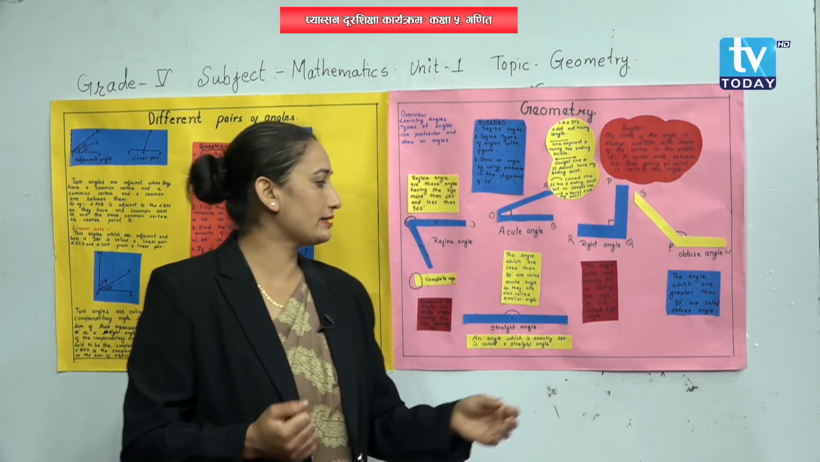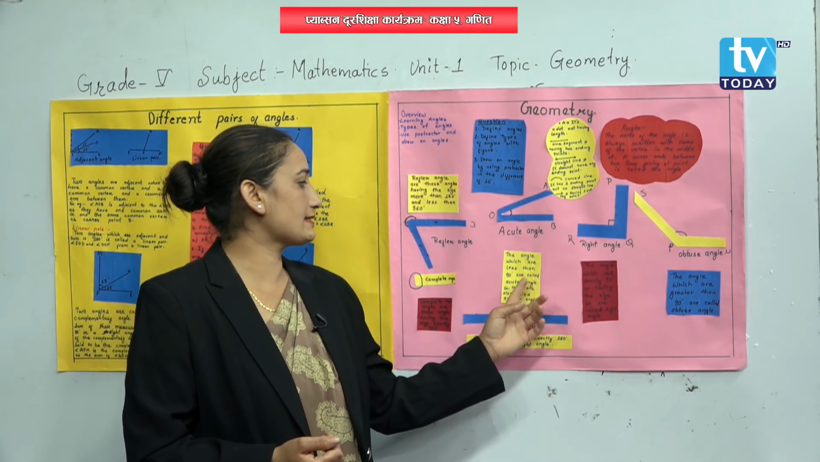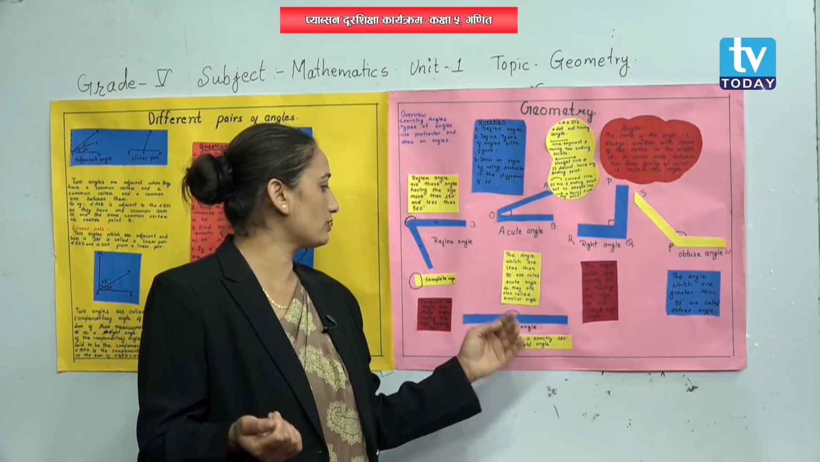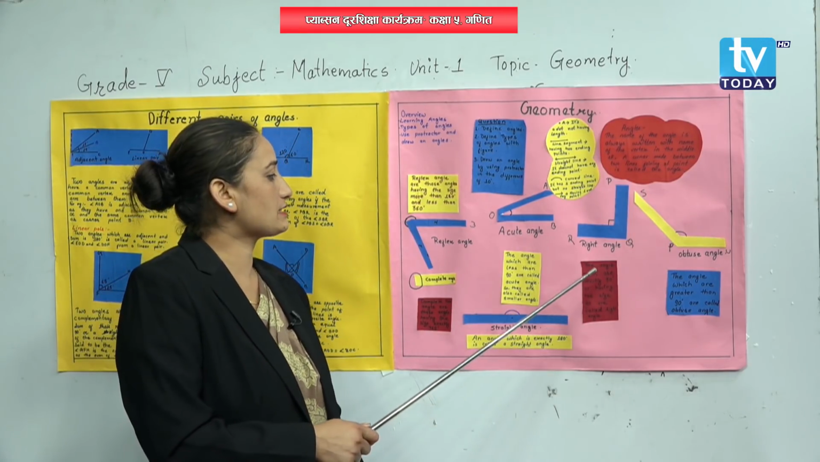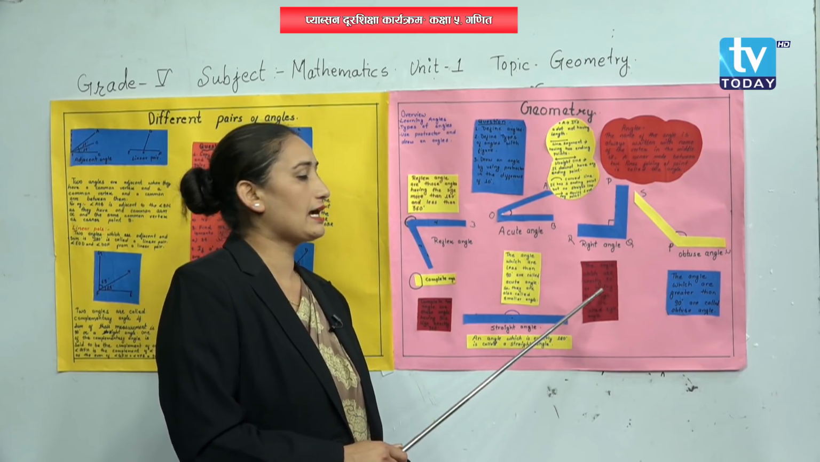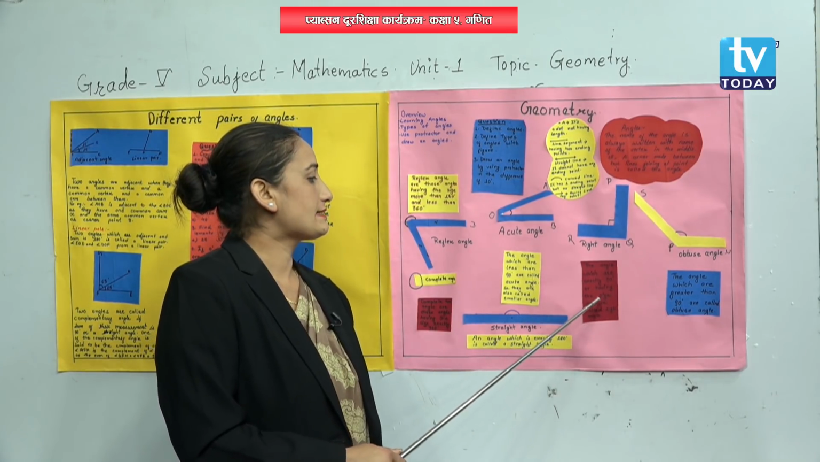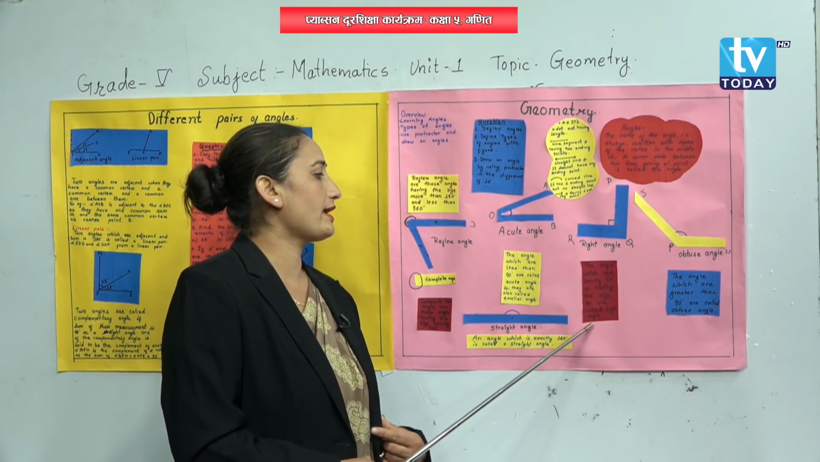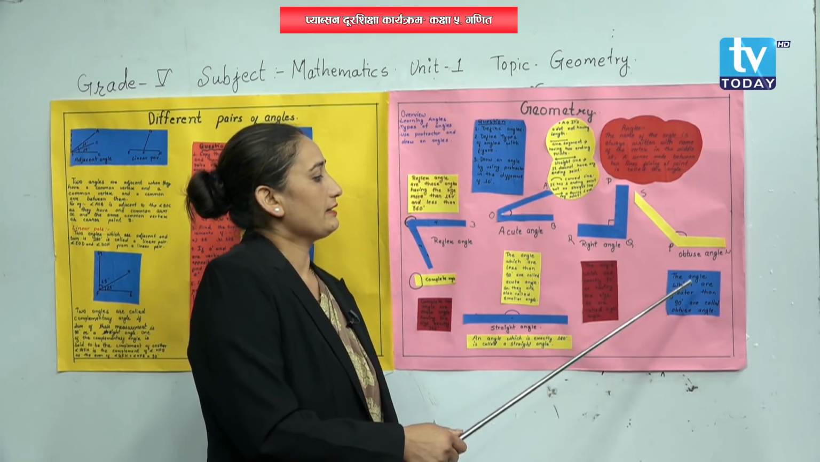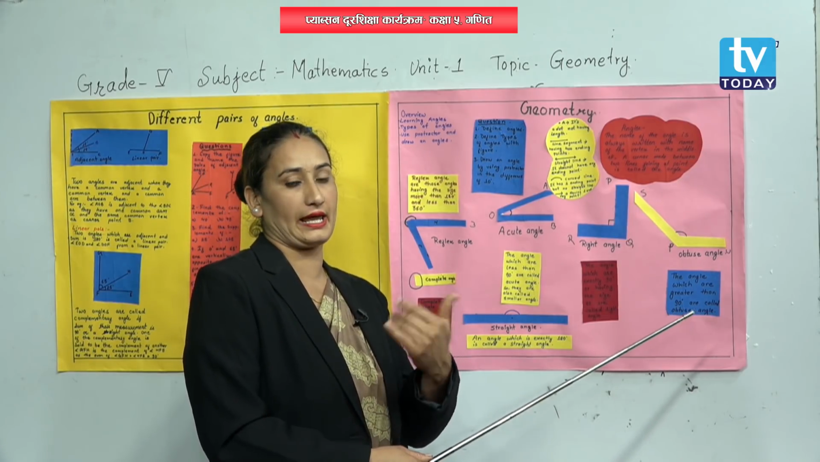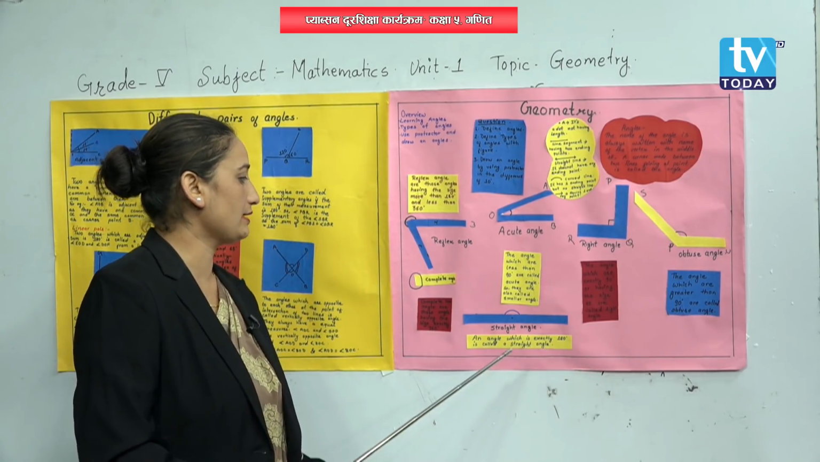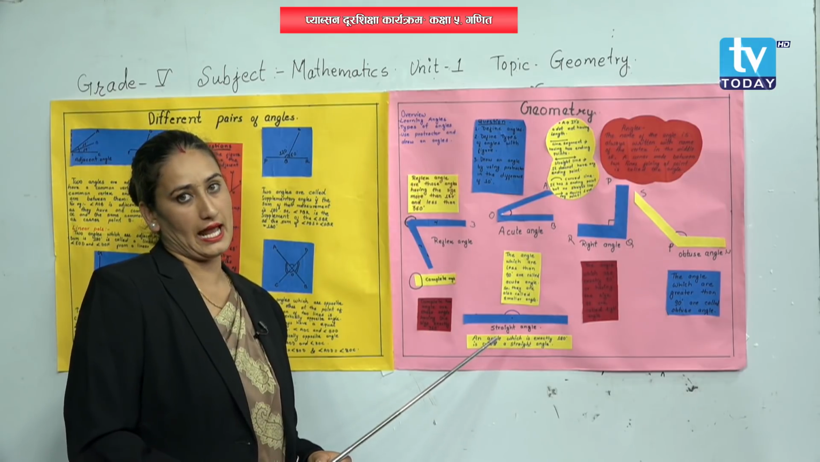Let's define it. The angles which are less than 90 degrees are called acute angles. So they are also called smaller angles, right? Next, the angles which are exactly 90 degrees are called right angles. Next, the angles which are greater than 90 are called obtuse angles. Similarly, we are moving to the straight angle.